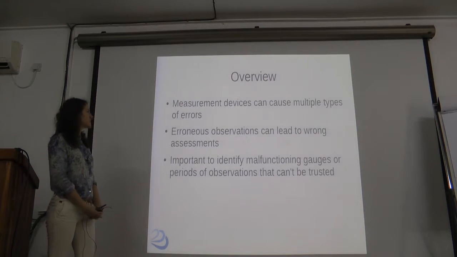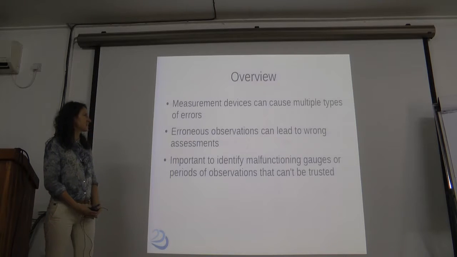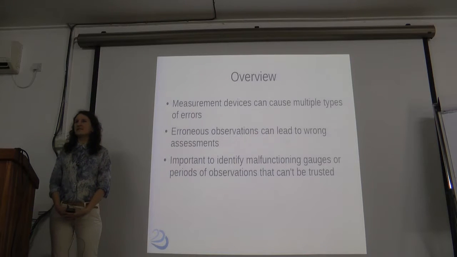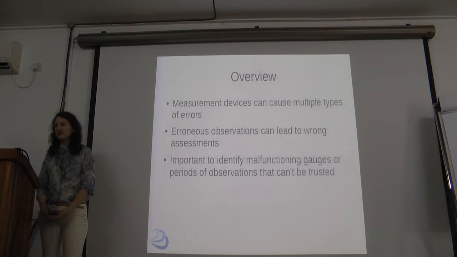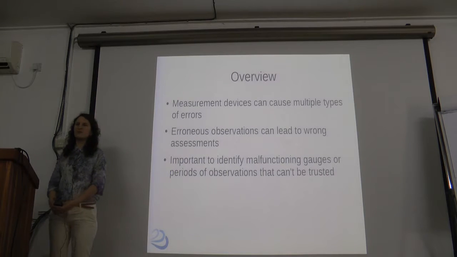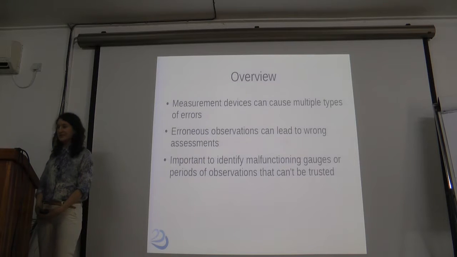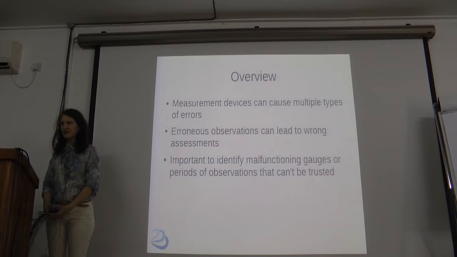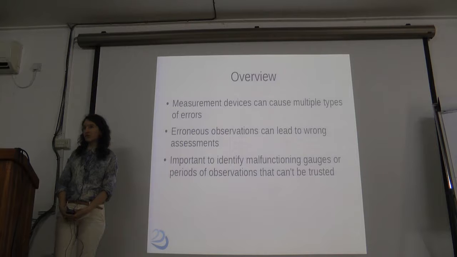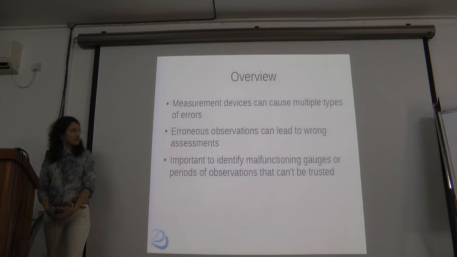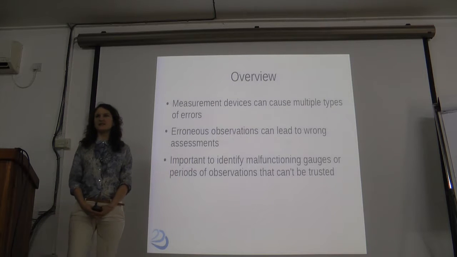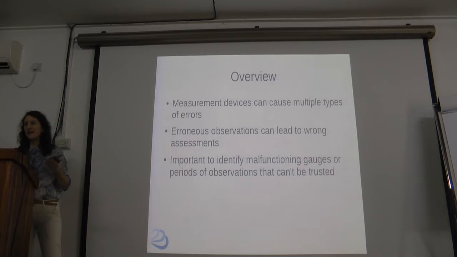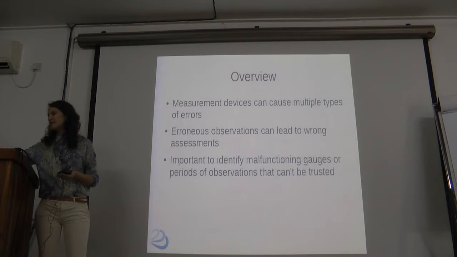The measurement devices that you have on your station can cause different types of problems, and the errors that they provide can lead to wrong assessments if we want to compare the measurements, or if we just want to base our conclusions on these measurements. So it's very important to identify the sensors that don't work well, and the periods of observations where the sensors didn't work well. So, the observations that can't be trusted.